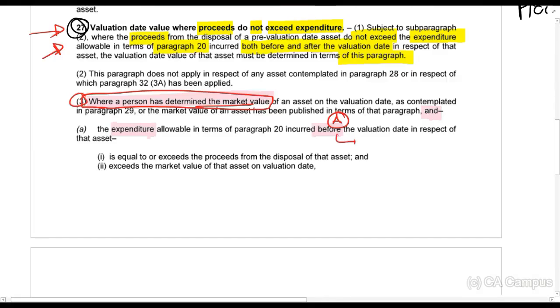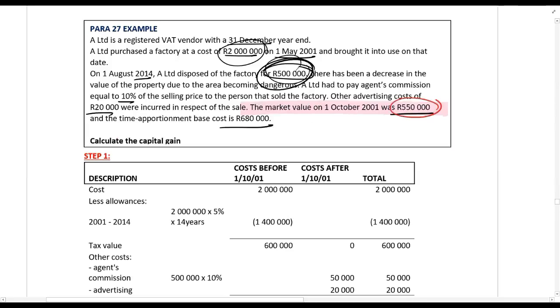Right, so I'm going to just put it down here. 600,000 rands. They say it must be equal to or exceed the proceeds. The proceeds we saw already was 500,000. And it must exceed the market value on the valuation date, which was 550.